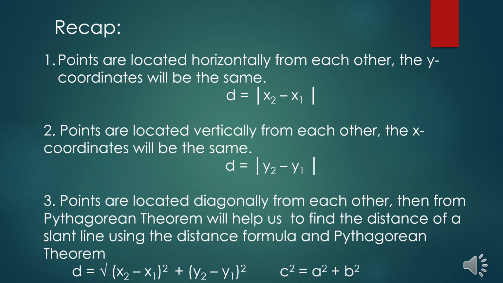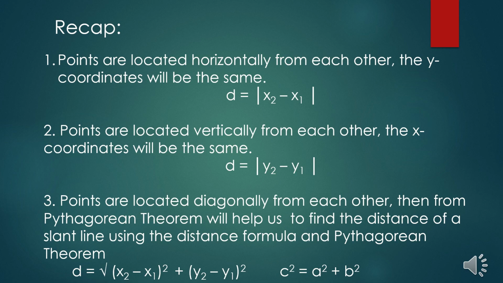Number 2, points are located vertically from each other. The x coordinates will be the same. And what about their y coordinates? These are not equal. That's why you have to find the absolute value of the difference of their y coordinates, and that is equal to the absolute value of y sub 2 minus y sub 1.